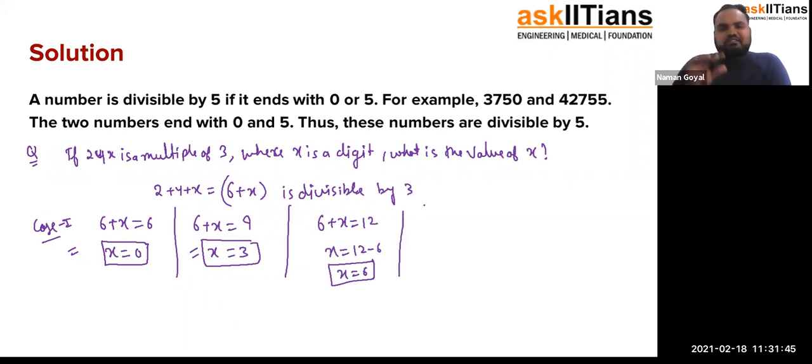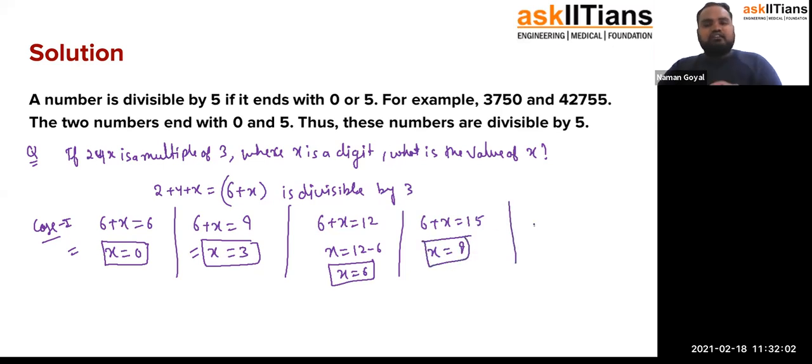Now the next number for which 6 plus x is divisible by 3 after 12 is 15. So 6 plus x can be 15 also. So the value of x you get is 9, right? After that, 18 is the number. So 6 plus x is 18, right? So the value of x you get is 12, which is not possible because 12 is not a digit. It is a two-digit number.